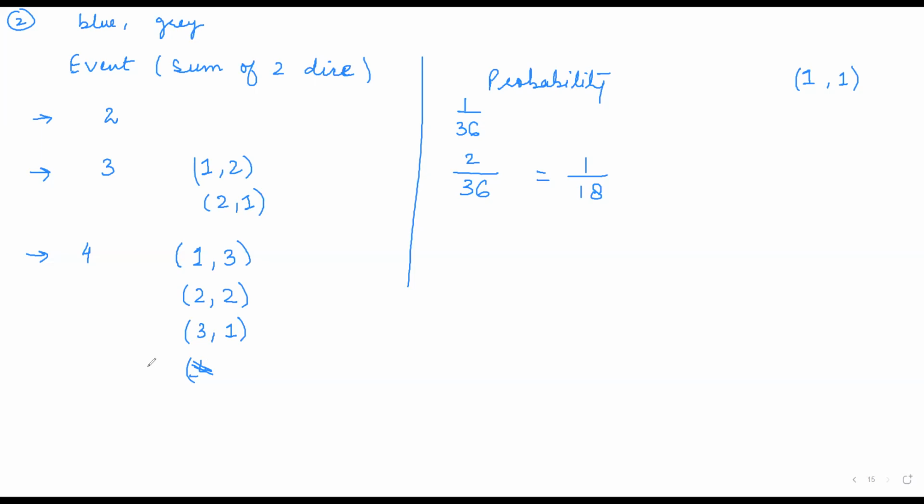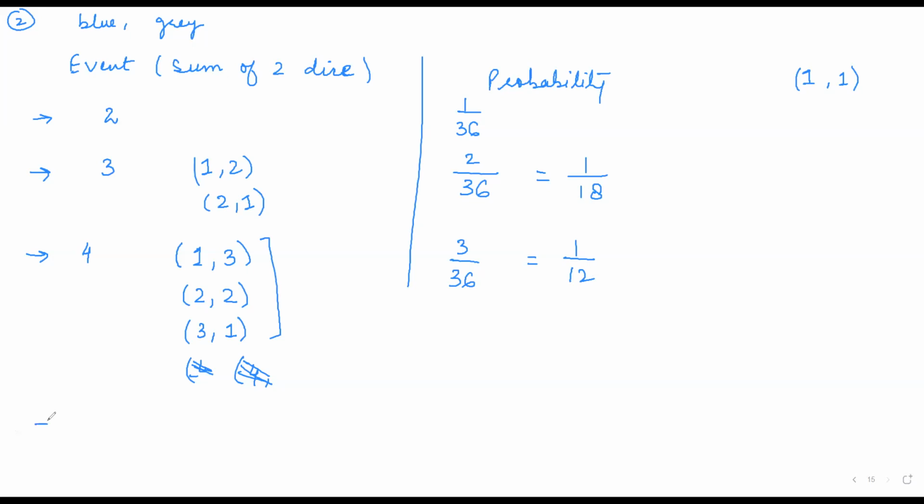Yes, ma'am. Right, Sarah? Because if I start with 4 on the first die, there's no 0 on the die, so this cannot be the case. So only 3 cases can be there. So the probability of favorable outcomes is 3 out of a total of 36. So it will be 1 divided by 12. Like this, you can complete the table.